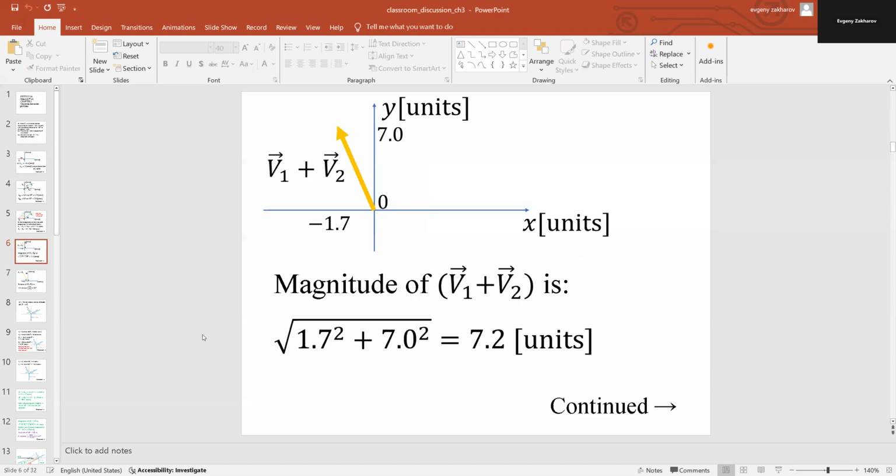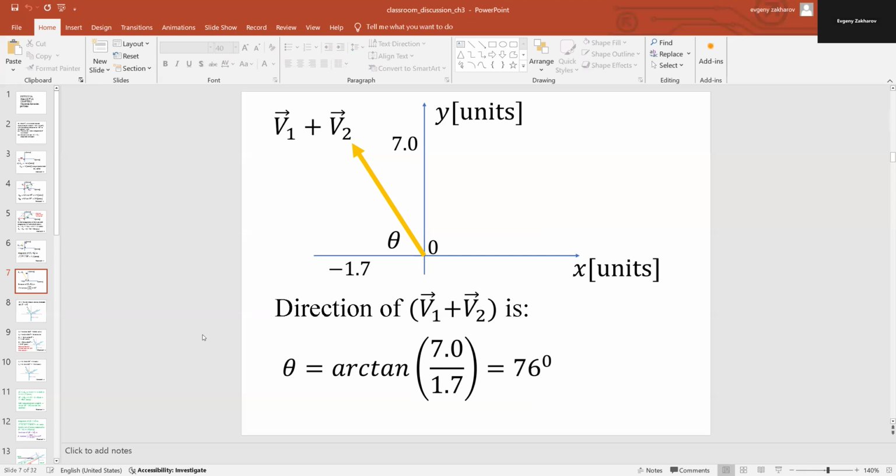So magnitude is not the end of story. You do the Pythagorean theorem, don't forget the direction. And the best way is to draw a sketch, specify a reference angle, and do the basic trig on those numbers that you get from components of a vector.